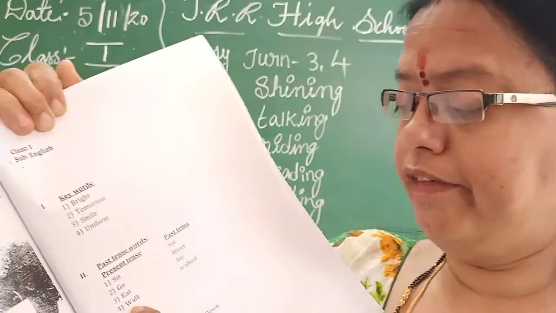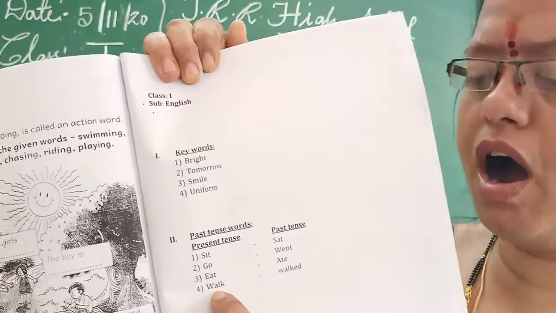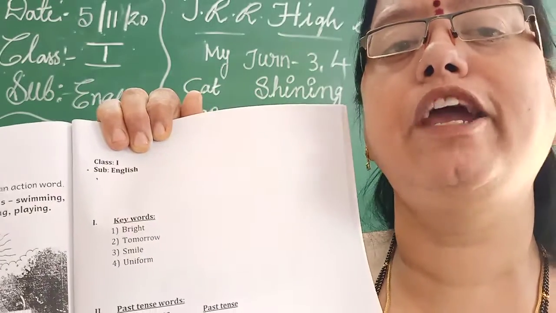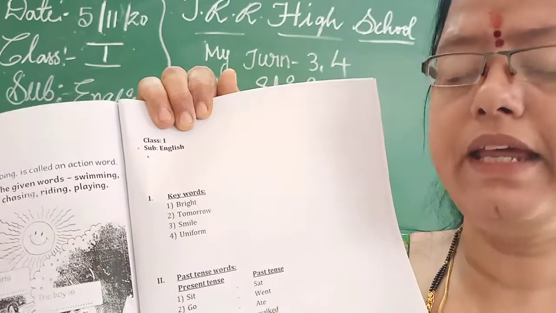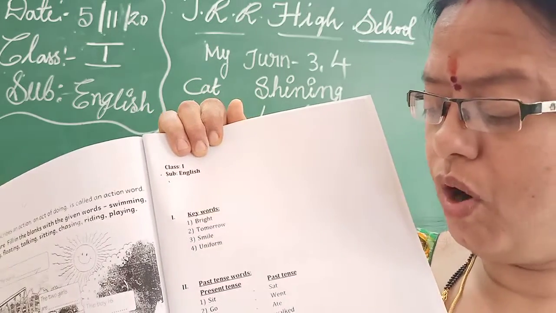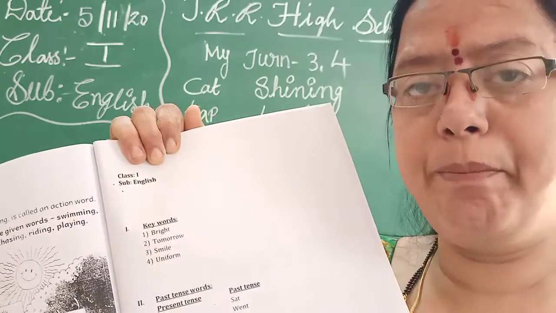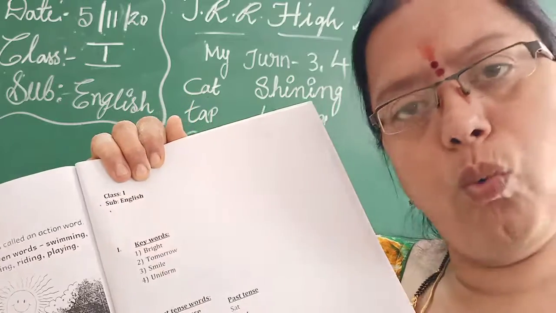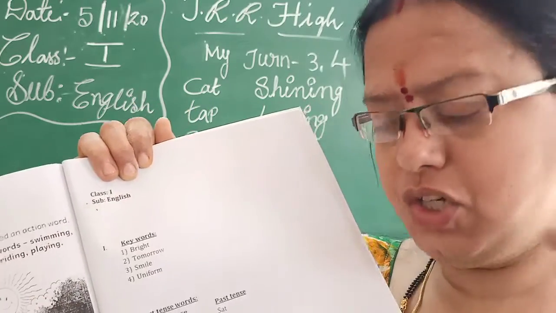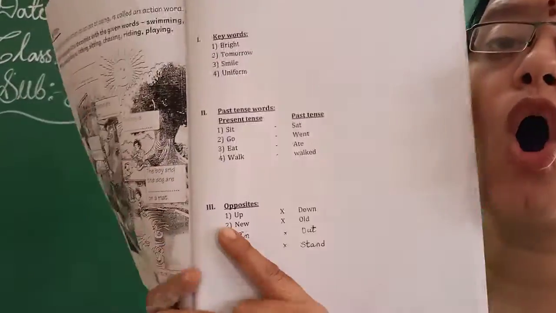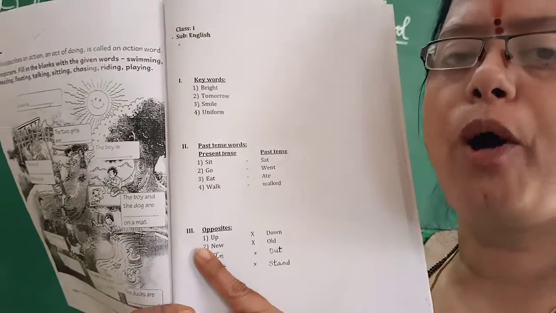Okay, Nana? Okay, walk, W-A-L-K, walk. So past tense, walked, W-A-L-K-E-D, walked. Walk, walked. So present tense, happening now. Past tense, already finished. Sit, sat. Go, went. Eat, ate. Walk, walked. Okay, Nana? So these are the present tense and past tense, and these are the opposite words.